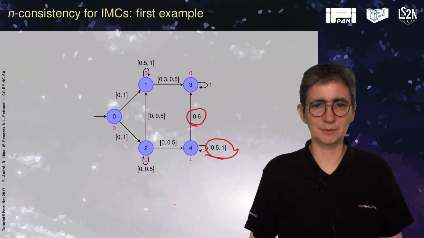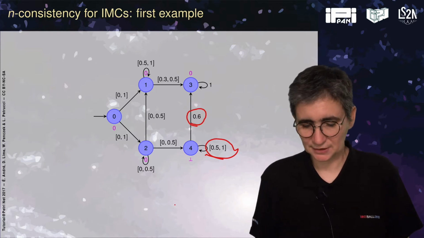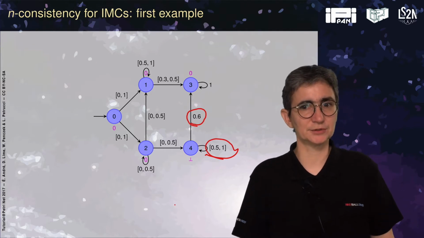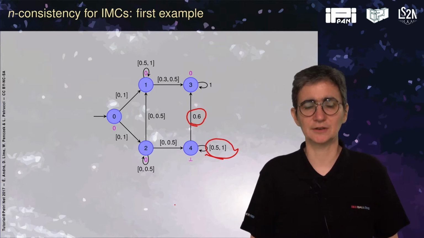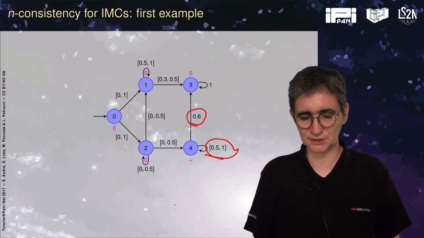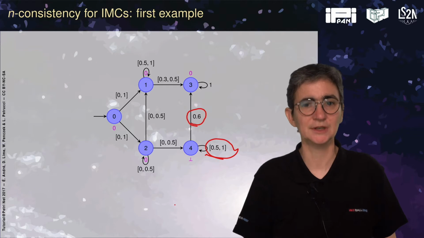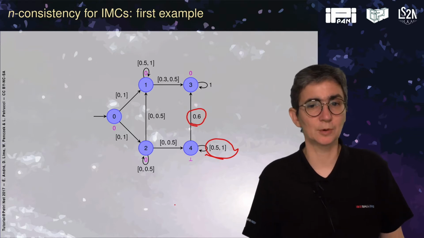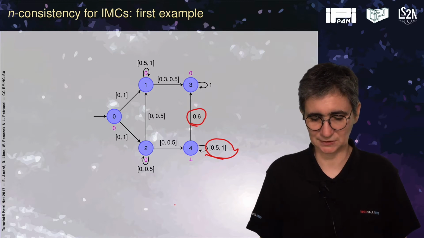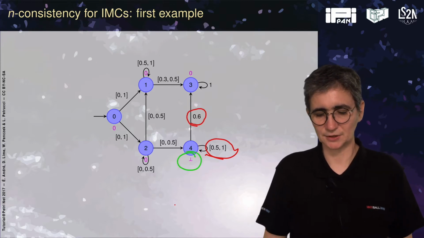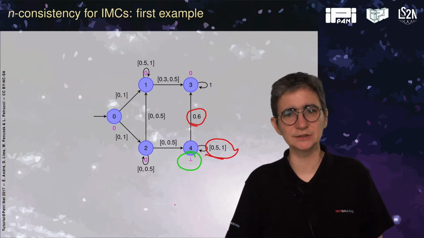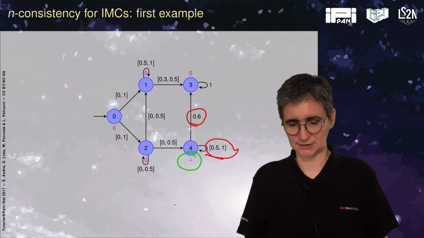Meaning that if I want a sum that is 1, because of these 0.6, I need to have 0.4 on the other arrow here. But 0.4 is not in this interval. Therefore, state 4 is not zero consistent, and we have marked it here. So all states in this example are zero consistent, except state 4 that is not.